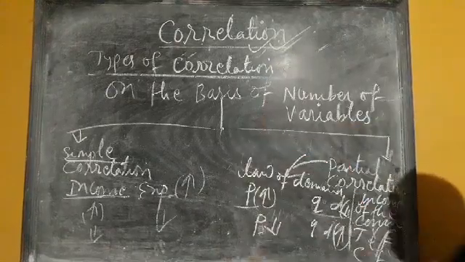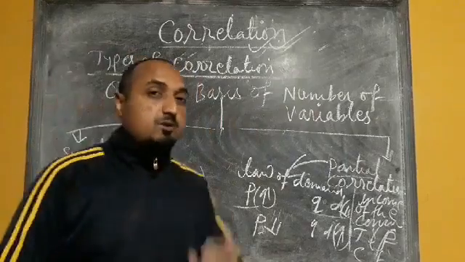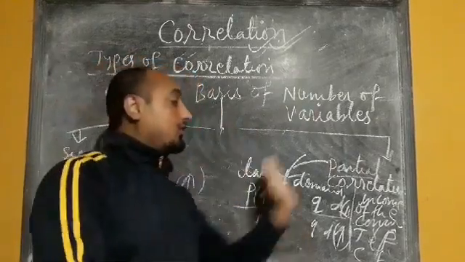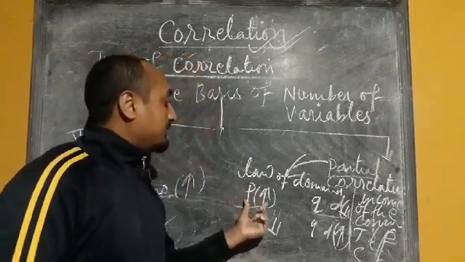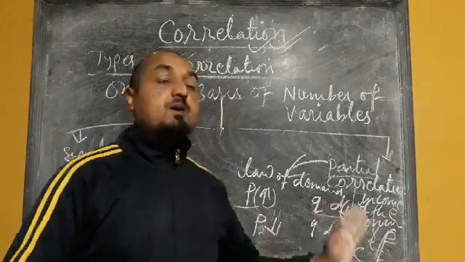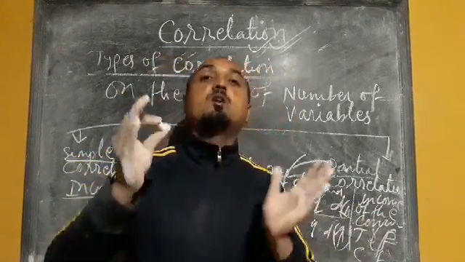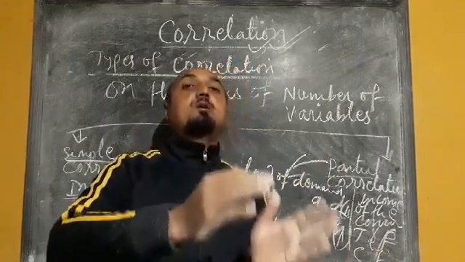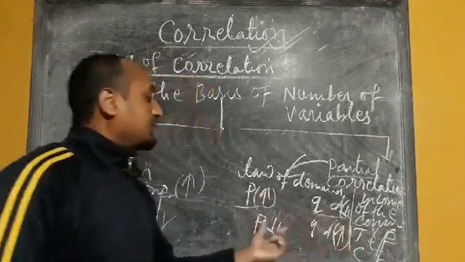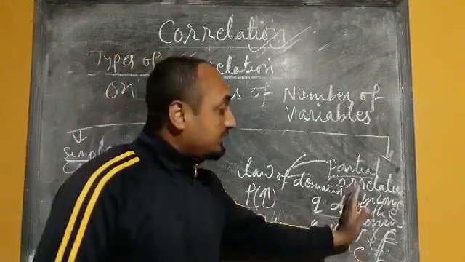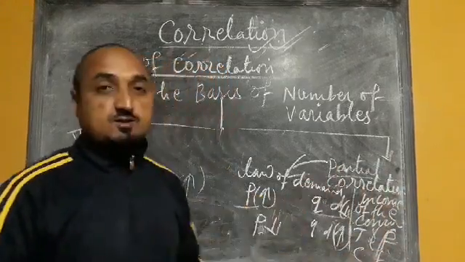Now in the case of partial correlation, we can see that we are showing the relation between two variables and the impact of other variables is kept constant. So when we show the relation between price and quantity demanded, we are keeping income of the consumer, taste and preference, credit facility, government policy constant. Other determinants are kept constant. So if price increases, quantity demanded decreases. When price decreases, quantity demanded increases. But the impact of other variables is kept constant. So that is the case of partial correlation.